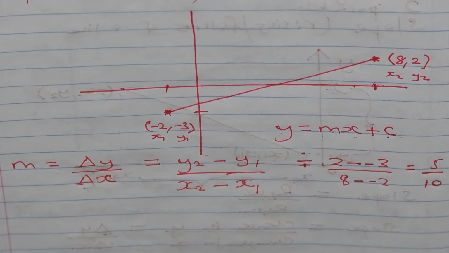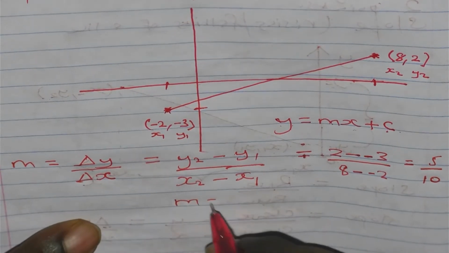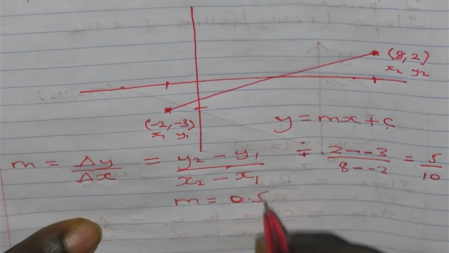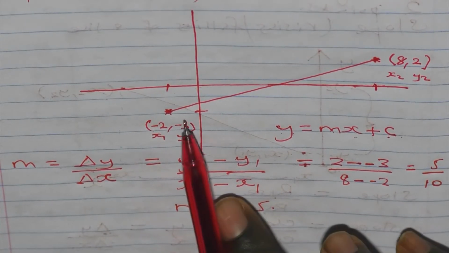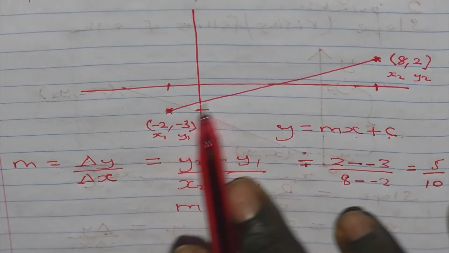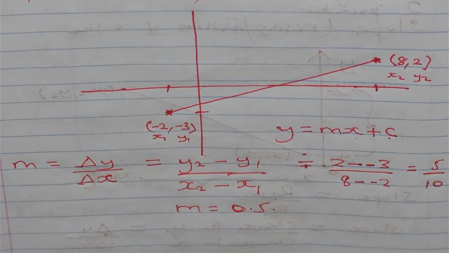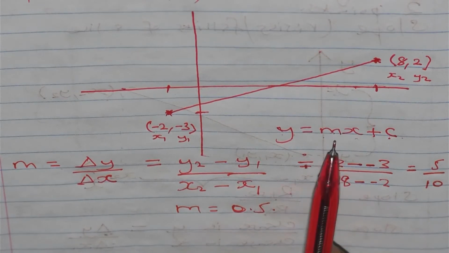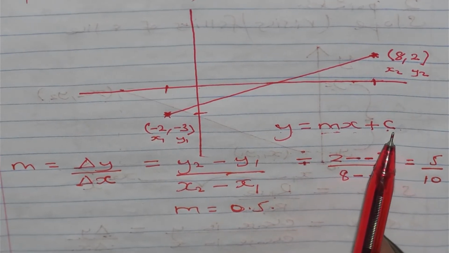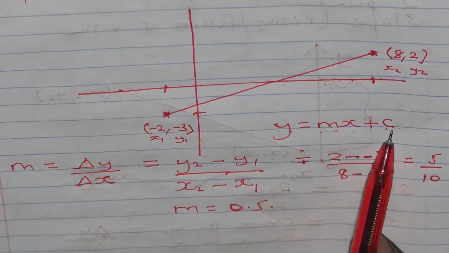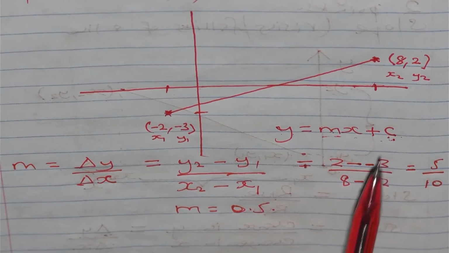So we have gotten our m to be 0.5 from this equation. So how the line rises is at a rate of 0.5 when you check the change in y all over the change in x. So once we've gotten our m, the next thing that we're supposed to get is our c. And remember, I told you that our c is called our y-intercept.